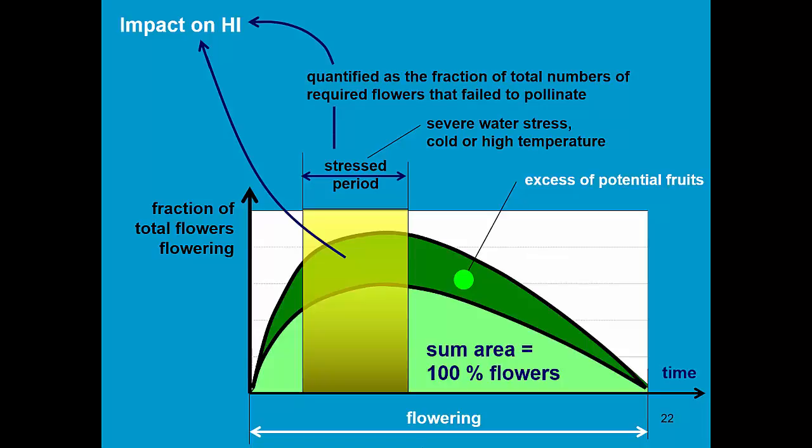If at the end of flowering sufficient flowers were still pollinated to have the potential fruits, then the harvest index is not affected. However, when the stressed period is long and severe, the total amount of flowers which were pollinated might not be sufficient to have the potential fruits, and at that moment the harvest index will decline.